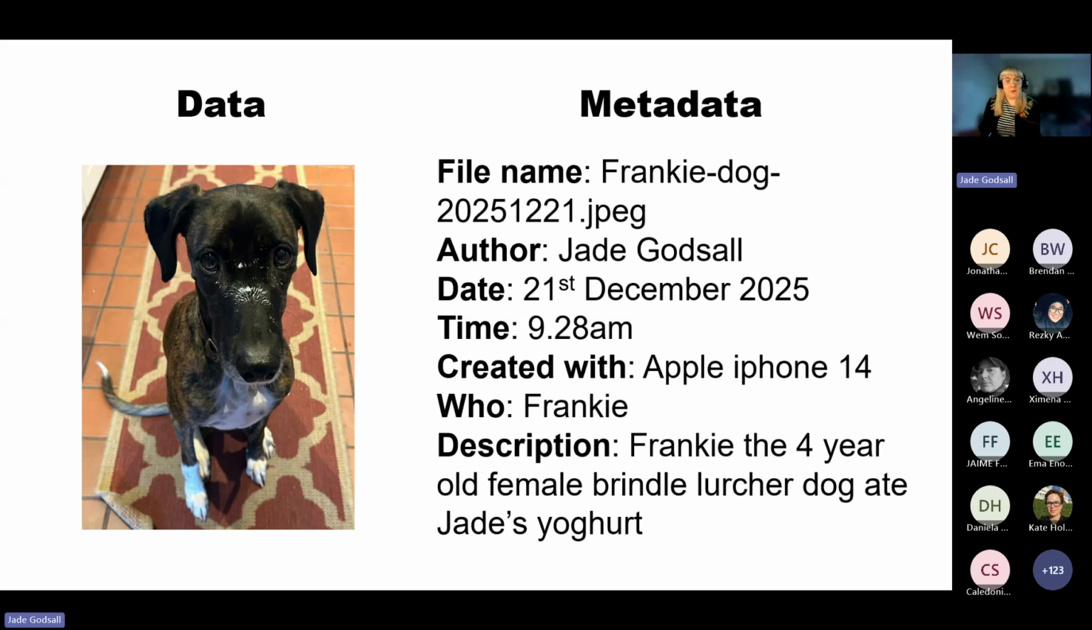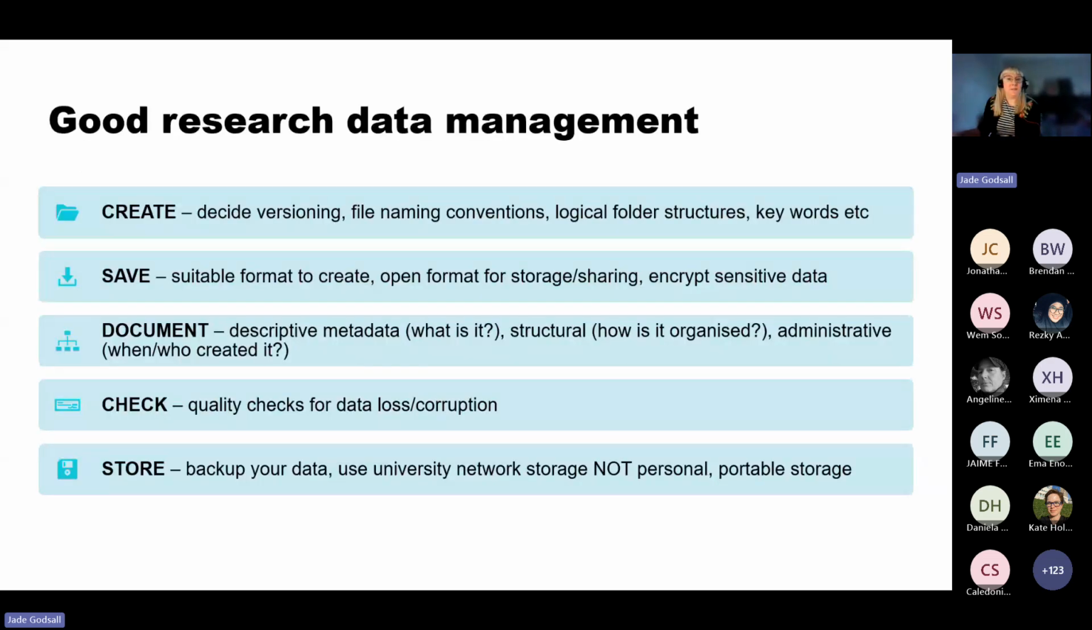So the next, I've just got a breakdown then of those good research management things and what you need to be thinking about. So as I was just saying, you need to be deciding on versioning, file name conventions, a logical folder structure, keywords. You are the first user of your data. So you need to find things throughout your project. And also if you're working in a team, others need to find it as well. So you need to be thinking about those things very early on so you're all on the same page.